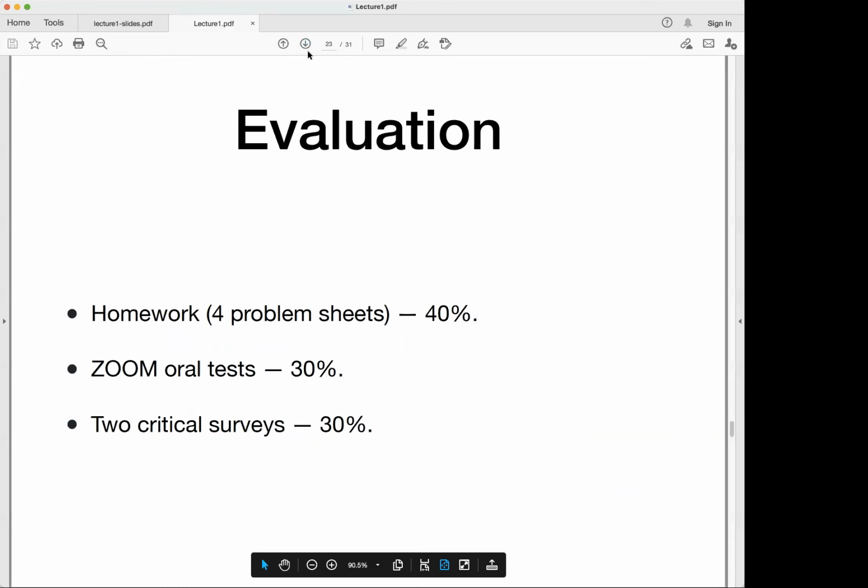Evaluations will be based on 3 main things. There will be 4 homework problem sheets that will account for 40% of the total marks. Zoom oral tests will account for 30%. And there will be two critical reviews, two critical surveys that will account for 30%. So let me explain about this Zoom oral test.